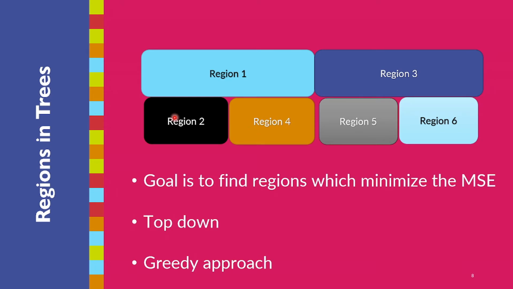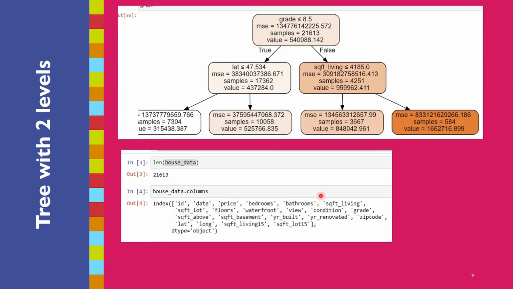Now this is how it is dividing into the regions. The goal is to find the regions which minimize the mean square error. It is a top down and a greedy approach while building the regions in the trees. This is a tree with two levels. So here there is a split with grade less than 8.5. There is another split with latitude less than 47.54. Similarly, here the split is based on square foot living less than 4185. So this is how the tree is being constructed.